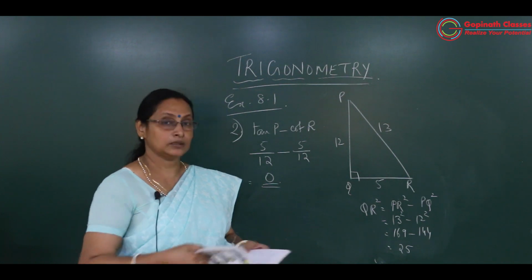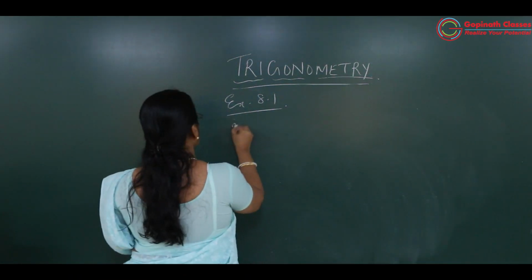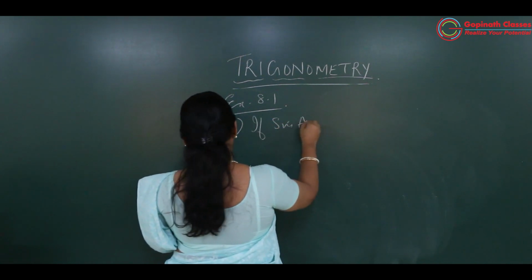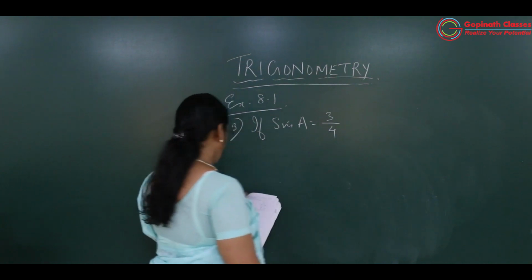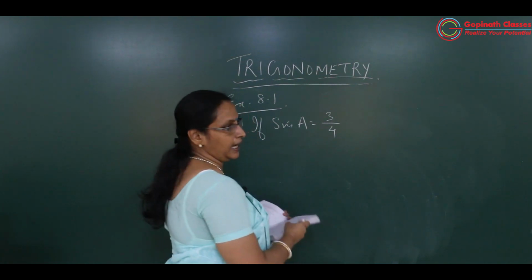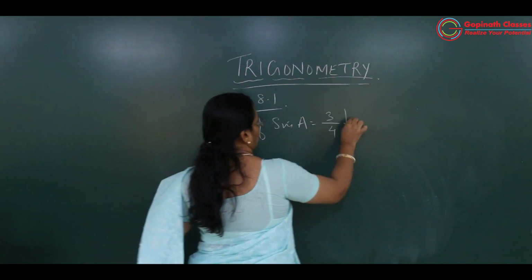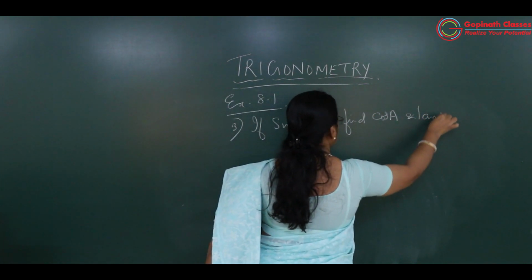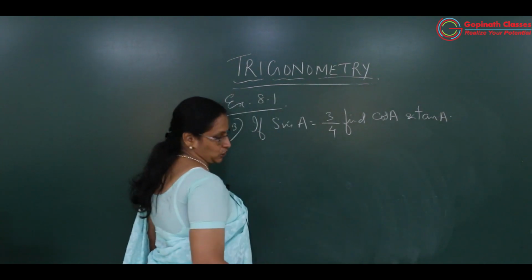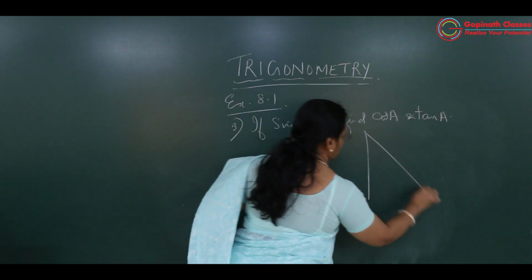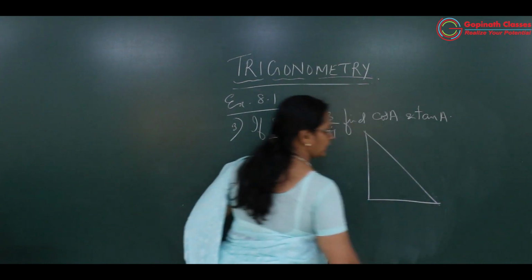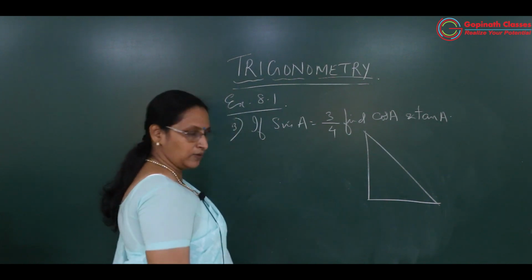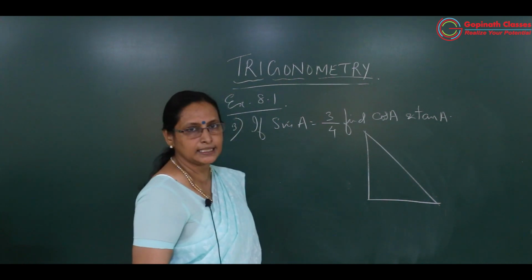Now come to the third question. Third question is: given sine of A is equal to 3 upon 4, calculate cos A and tan A. Find cos A and tan A. That means we are given one ratio. This is the first type of question. If one ratio is given, then we can find out all the other 5 ratios. There are a total of 6 ratios. So if we have one ratio, we can find out all the 3 sides.